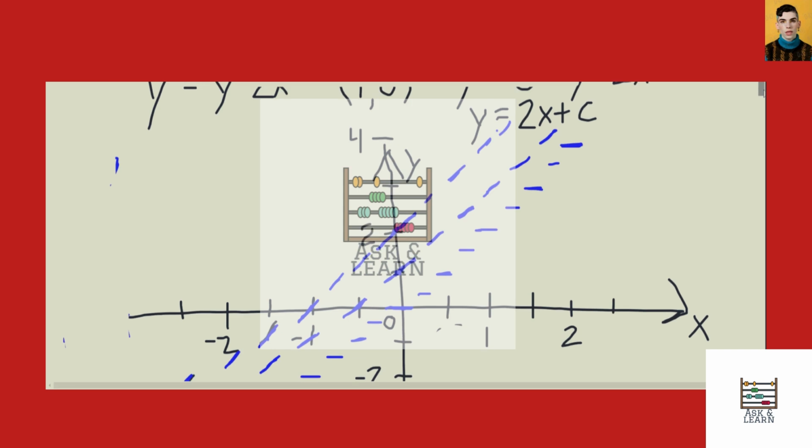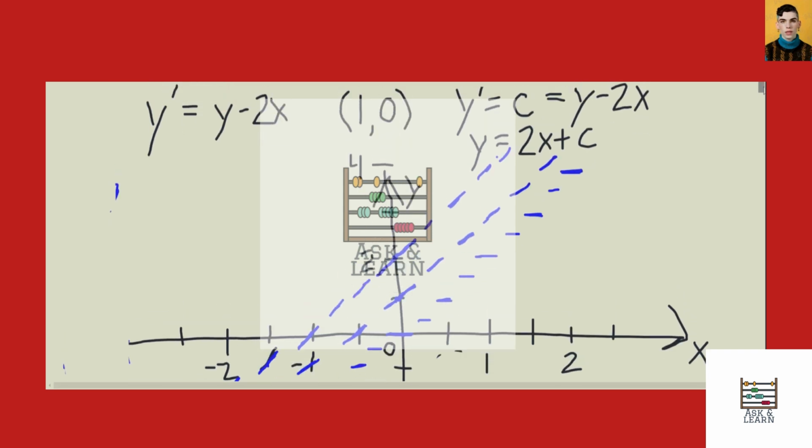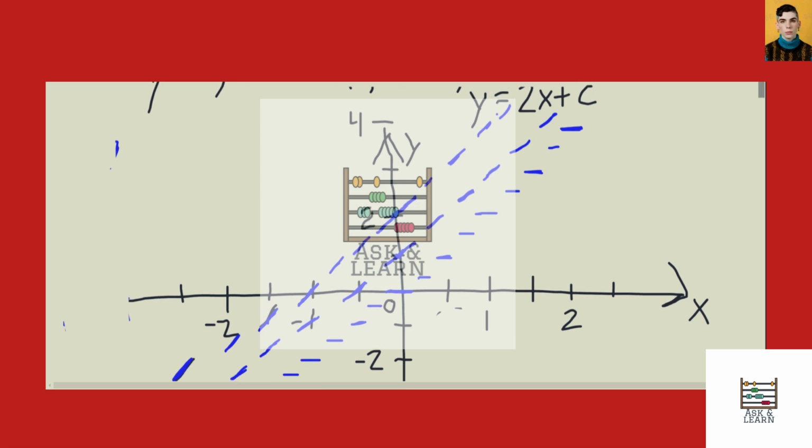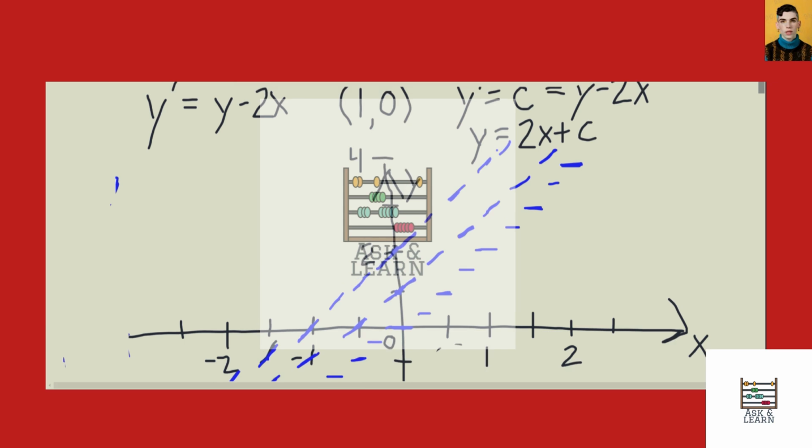And so we can see that as we get further and further away from the line y equals 2x plus 1, these slopes are going to get steeper and steeper. So it'll look something like this.